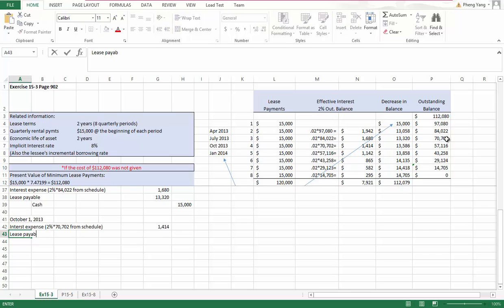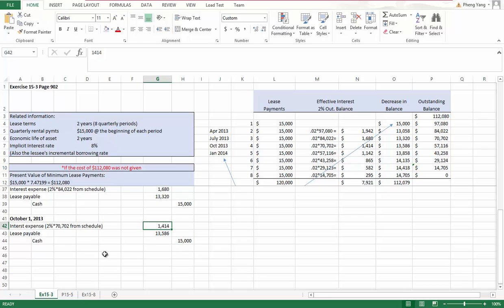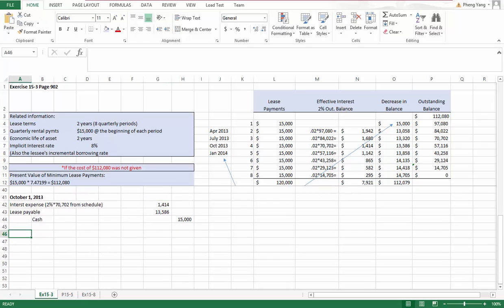See how we are reducing that lease payable very slowly each quarterly payment? See how all these numbers match or tie to what we're doing for that period? It should tie. And then October is the last payment for that year.